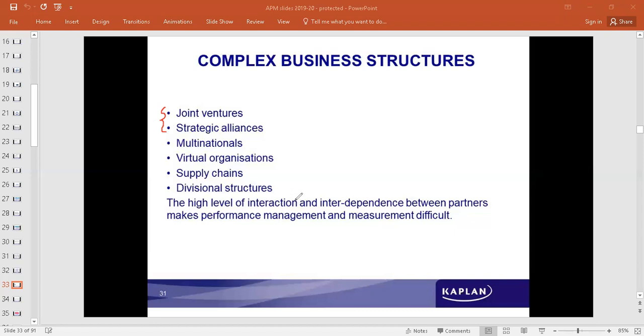The high level of interaction and interdependence between partners makes performance management and measurement difficult. So in all these types of organizations, we see interdependence of these organizations on each other. So focusing on that, we have to analyze the performance of the organizations in the case of these business structures.